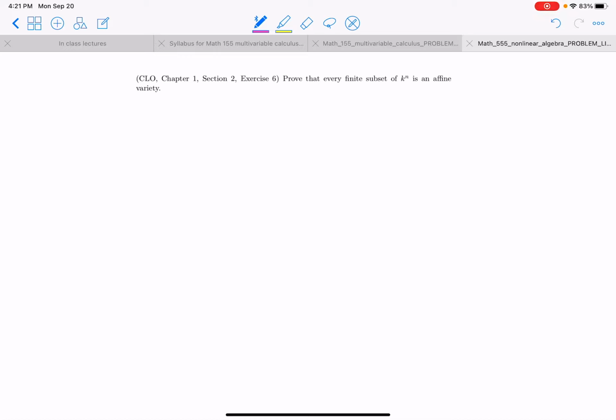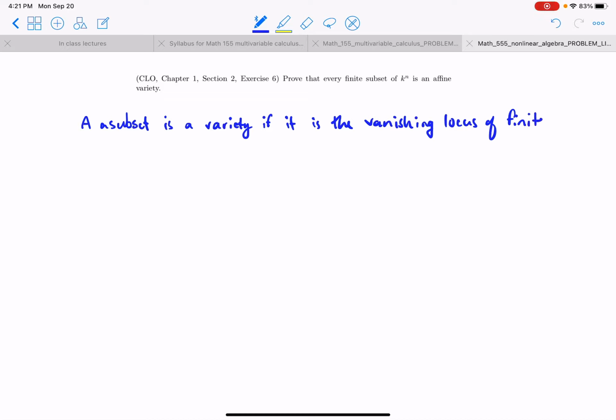Okay, so here we have proof that every finite subset of k to the n is an affine variety. So first, a subset is an affine variety if it is the vanishing set, sometimes called the vanishing locus, of finitely many polynomials. Okay, so I need to show that every finite subset is a vanishing locus of finitely many polynomials.